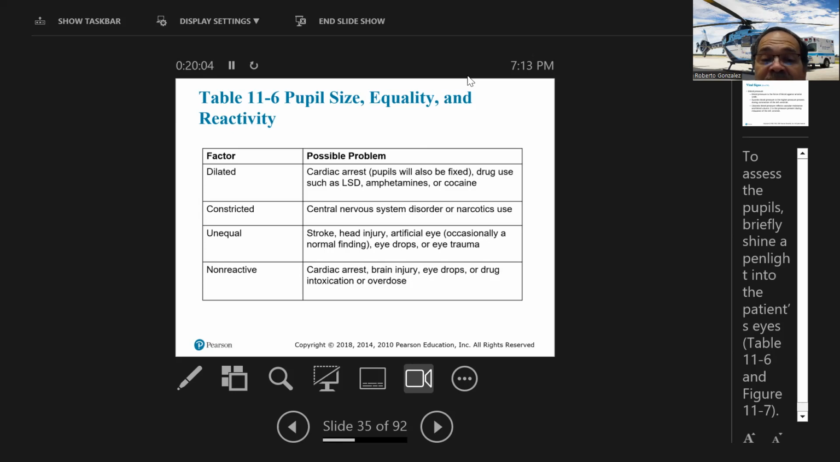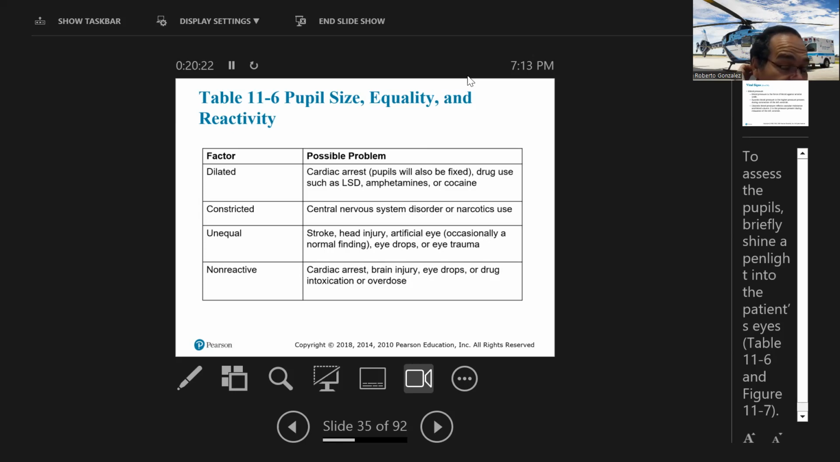So the patient has constricted pupils: nervous system disorders or narcotics. And around here, you think about narcotics. Unequal pupils: they might have had a stroke, head injury, artificial eye. Now I got tricked by this one.